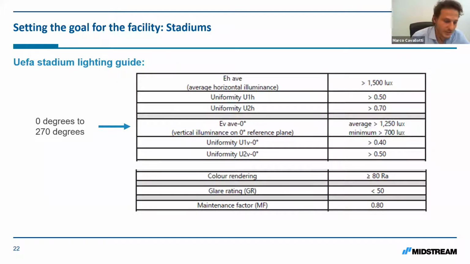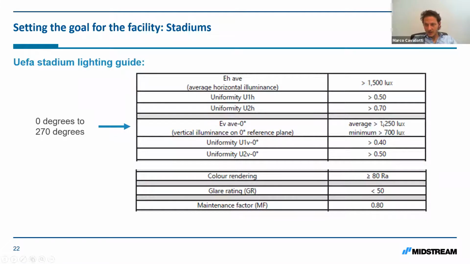The second uniformity is the one we have seen so far. It's the minimum-to-average uniformity, which should be at least 0.7. A new requirement introduced by the UEFA regulation is the vertical luminance over the 4 main axes: 0, 90, 180, and 270 degrees. And for these 4 different directions, we should have the same average illumination level, the same minimum level, the same uniformity level.